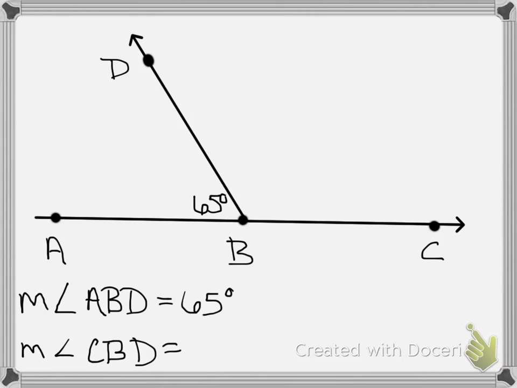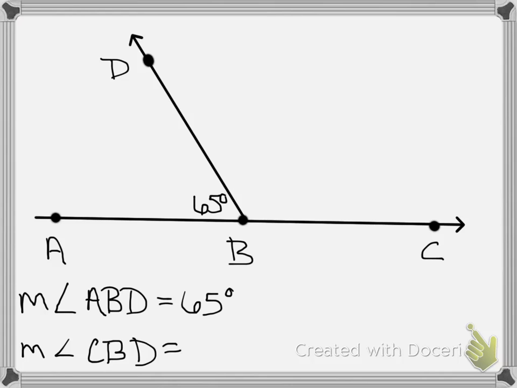Last but not least, I'm giving you this diagram of two different angles. We're looking at the measure of angle ABD and the measure of angle CBD. Now, notice the midpoint is B. So the way that I want to read this is A is my first point, B is my midpoint, D is my ending point. So the measure of this angle is 65 degrees. What is the measure of angle CBD? Try to figure this out, and then we'll go over the answer.